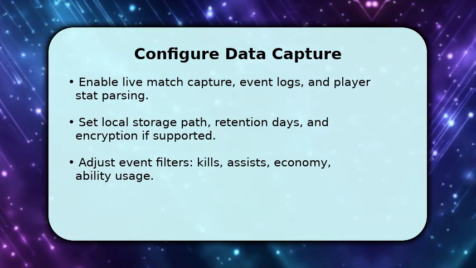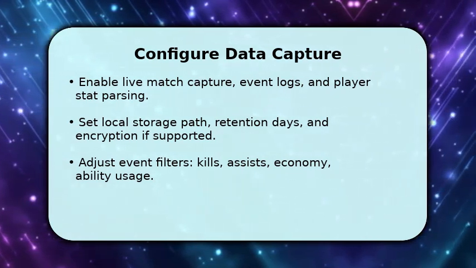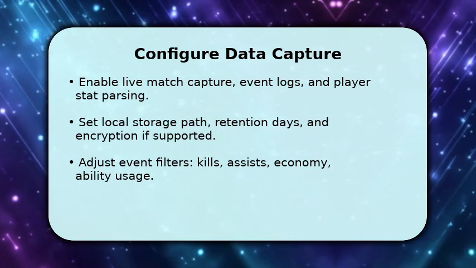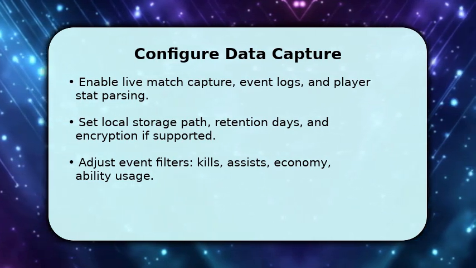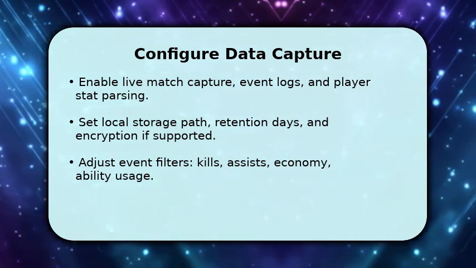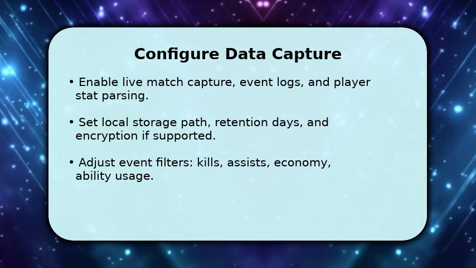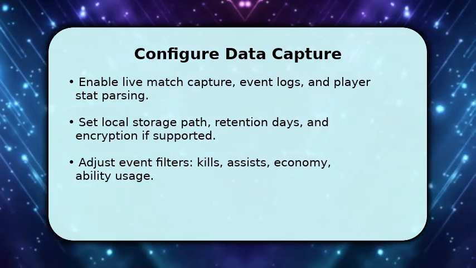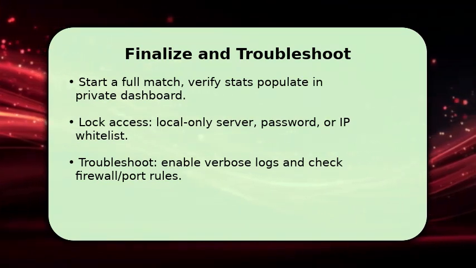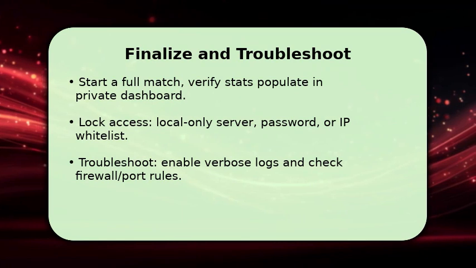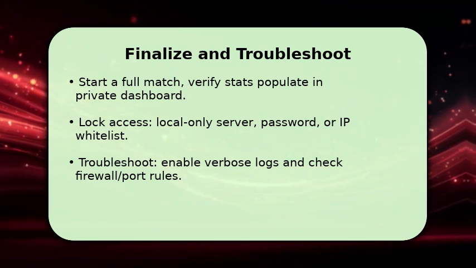Then fine-tune event filters, select kills, damage, economy, ability usage, and round state so the tracker parses only what you need. Finally, test with one match to confirm the parser interprets ID and maps correctly before moving on. Finish by running a complete match and watching the private dashboard populate in real time. You should see rounds, player stats, and heat maps if enabled.